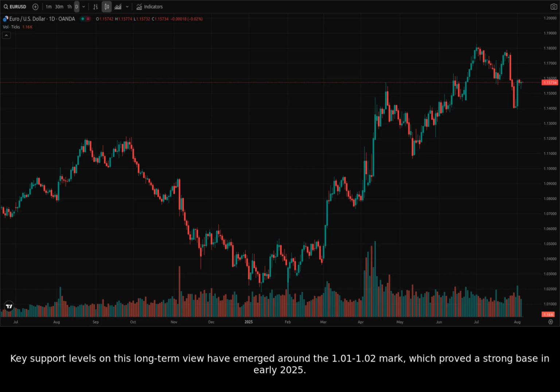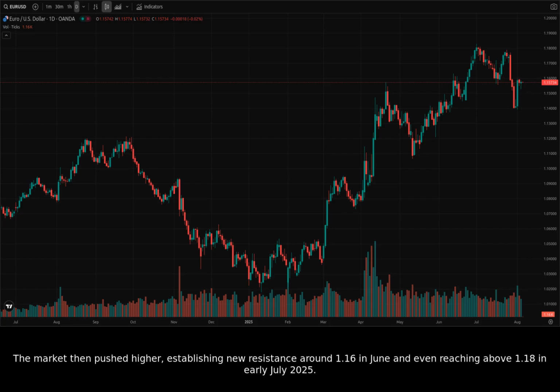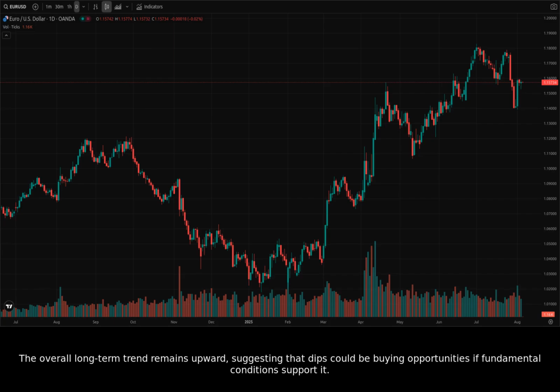Key support levels on this long-term view have emerged around the 1.01 to 1.02 mark, which proved a strong base in early 2025. Another important support zone appears around 1.04 to 1.05, active in late 2024. Looking at resistance, we saw significant hurdles around 1.09 to 1.10 in mid-2024, which were eventually broken. The market then pushed higher, establishing new resistance around 1.16 in June and even reaching above 1.18 in early July 2025. The overall long-term trend remains upward, suggesting that dips could be buying opportunities if fundamental conditions support it.